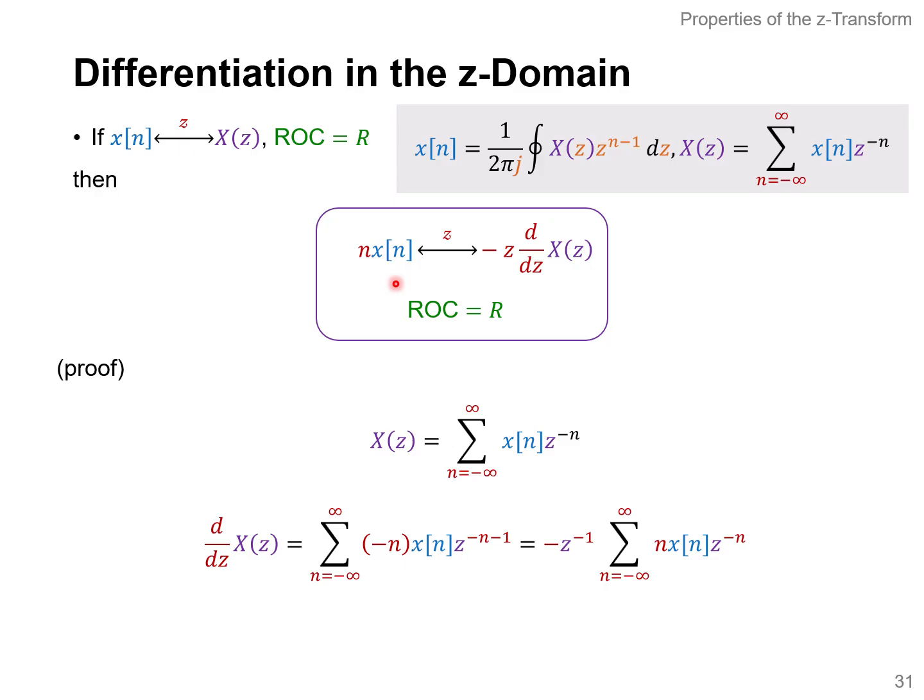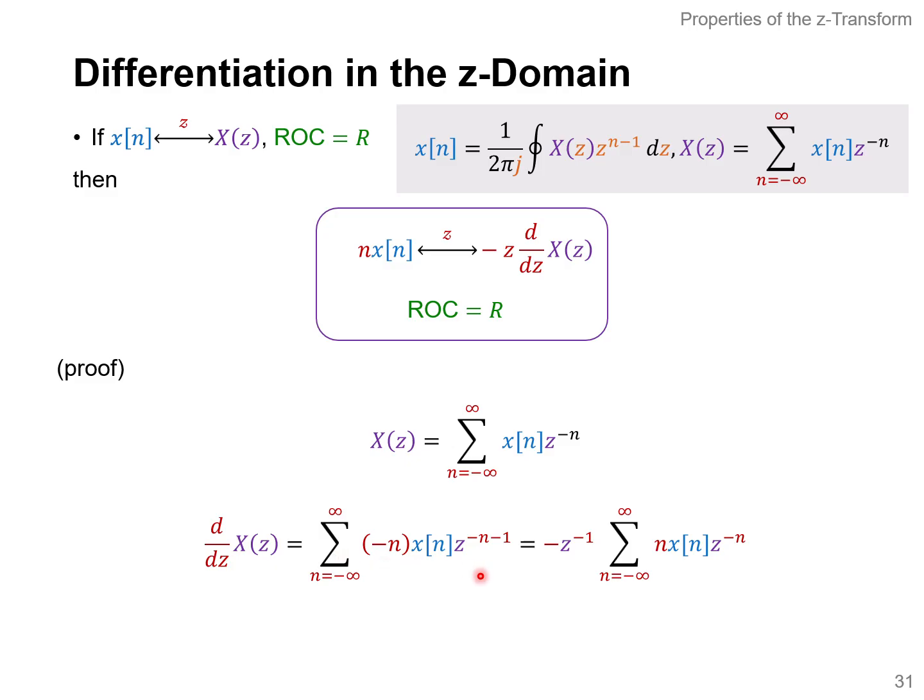This operation does not stay as multiplication in the z-domain. Instead, something important happens. Multiplying the signal by n in time becomes differentiation in the z-domain. We begin the proof from the basic definition of the z-transform. Then we take a derivative of the z-transform with respect to z. So when we do this, the index n naturally appears from the power of z.